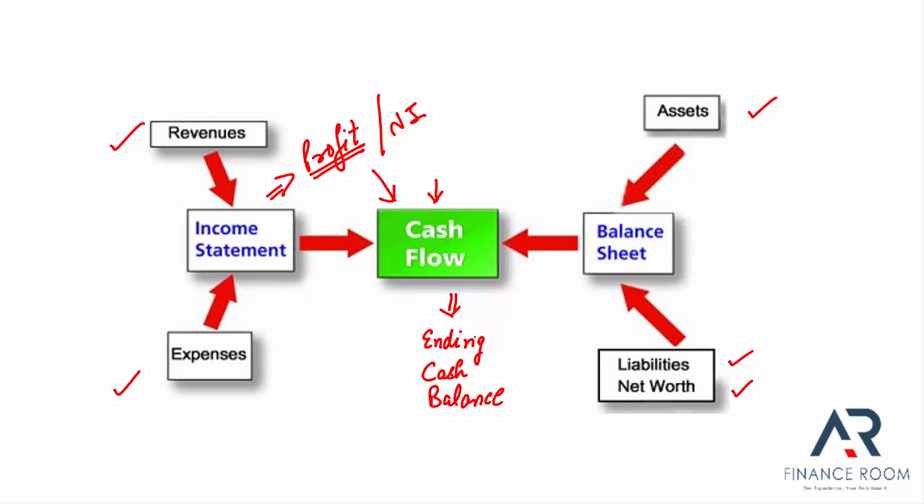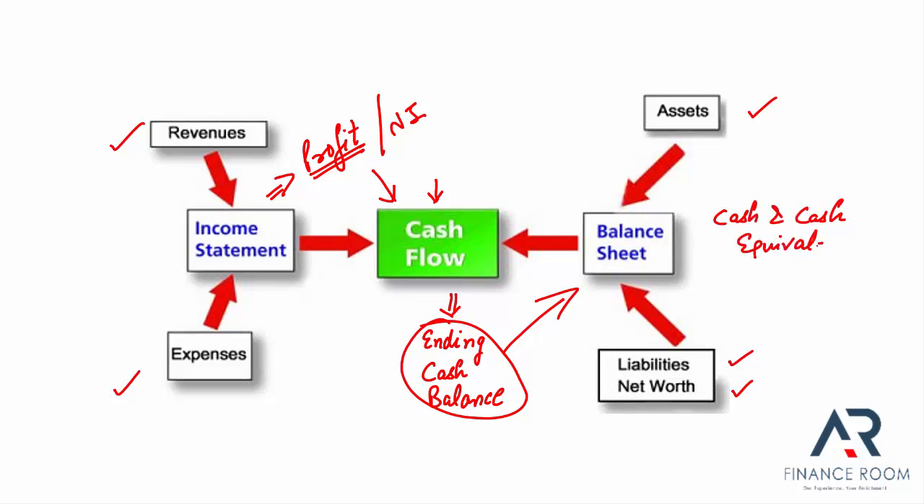This ending cash balance goes to the balance sheet in the form of cash and cash equivalents, and hence your balance sheet matches. So that's how the statements are interlinked. Some other components of the income statement also go on to the cash flow statement. Some components of the balance sheet also go on to the cash flow statement to arrive at the ending cash balance. We will see when we cover the cash flow statement. All right. Okay. Moving on.